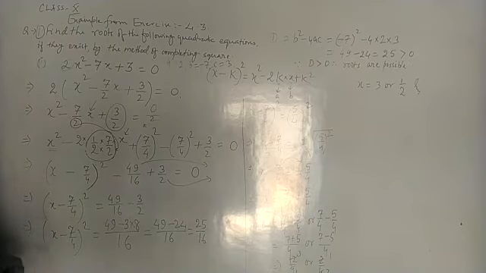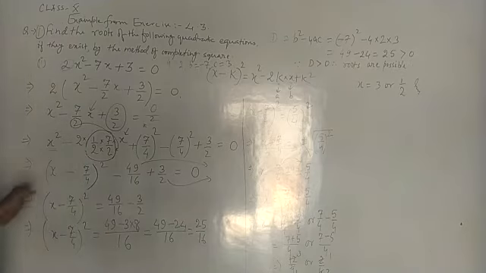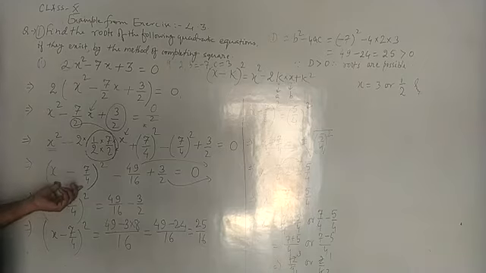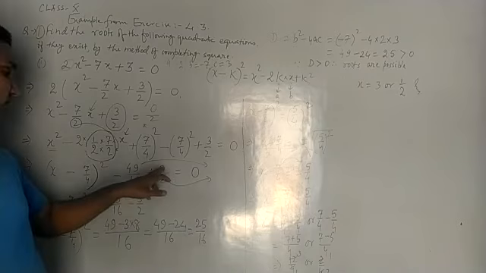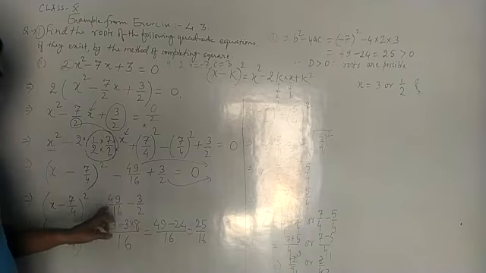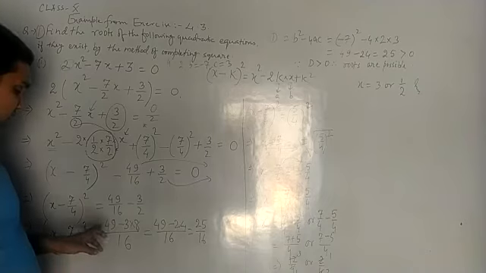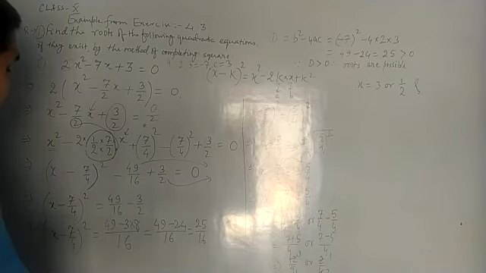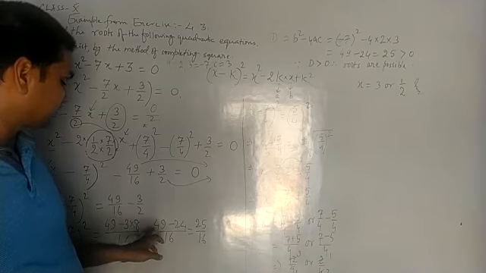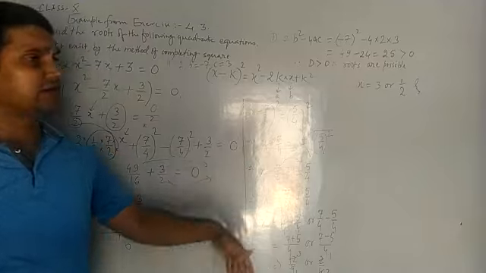So we did nothing, but that type of change made a big difference in the question, and we can write it as a perfect square. Now x minus 7 by 4 whole square minus 49 by 16 plus 3 by 2 is equal to 0. x minus 7 by 4 whole square equals 49 by 16 minus 3 by 2. x minus 7 by 4 whole square is equal to 49 minus 3 into 8 by 16, 49 minus 24 by 16, 25 by 16. And in that way we solve.